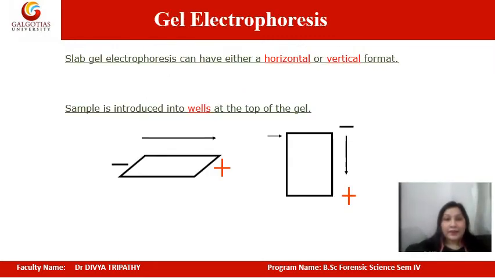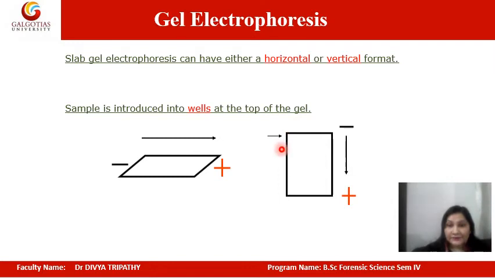This gel electrophoresis may be either of horizontal type or of vertical type. What is the difference between horizontal and vertical gel electrophoresis? You can see here, in horizontal gel electrophoresis, the movement of molecules is from left to right, and in vertical gel electrophoresis, the movement is from top to bottom.